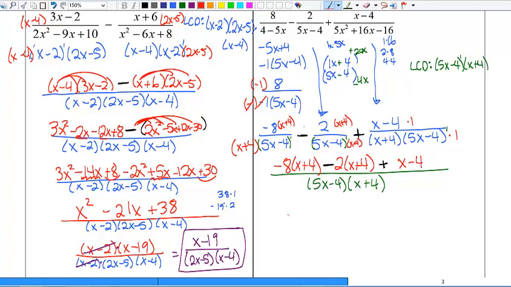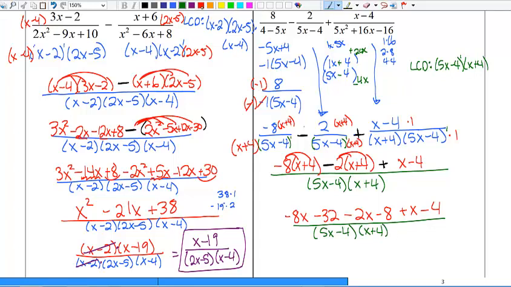Great, now I have to distribute my numerators and combine like terms. I'm getting negative 8x minus 32 when I distribute, minus 2x minus 8 plus x minus 4, all over my denominator. In the numerator, let's see, combine the x's: negative 8 minus 2 is negative 10, plus another 1 adds up to negative 9x. Then I have negative 32 minus 8, that's negative 40, minus 4 more, that's negative 44.